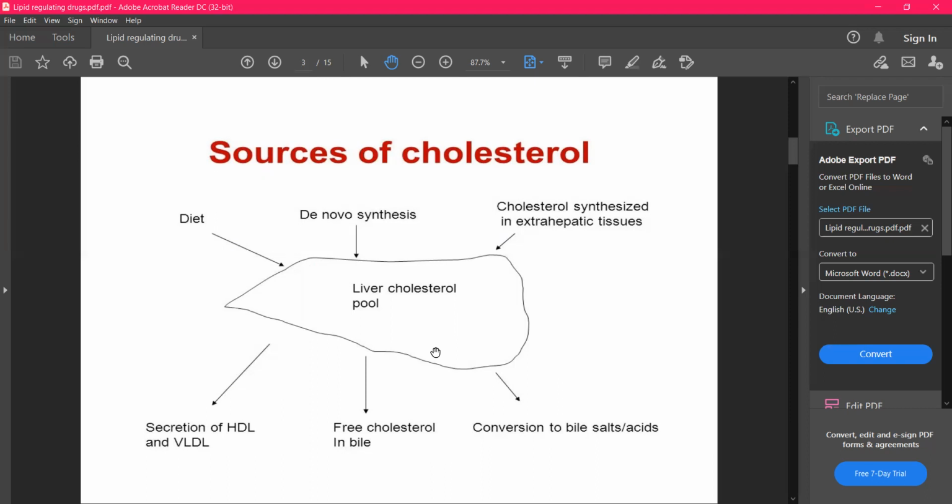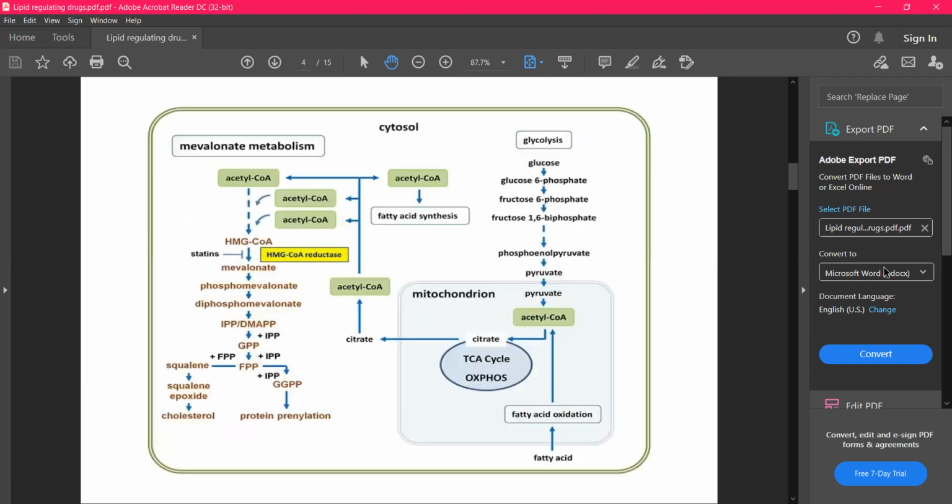And how is this pool used up? It can be used to synthesize bile acids, steroid hormones, vitamin D, and for endogenous lipoprotein pathways as well. Okay. Next, this is about the cholesterol synthesis.